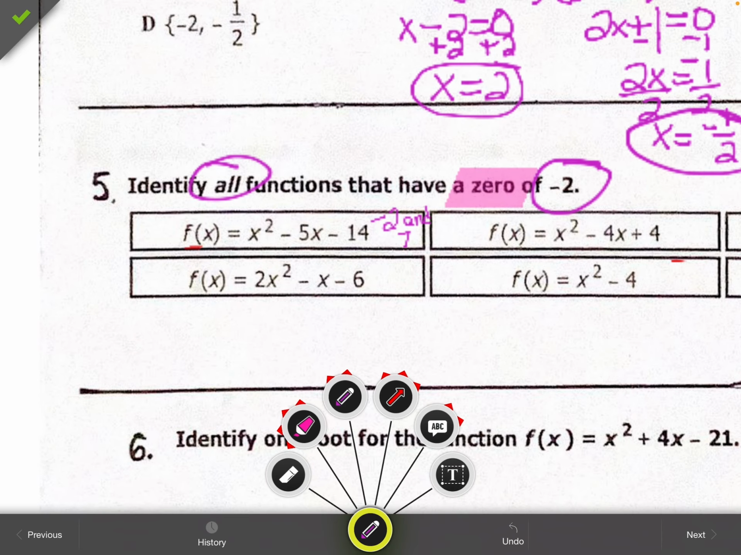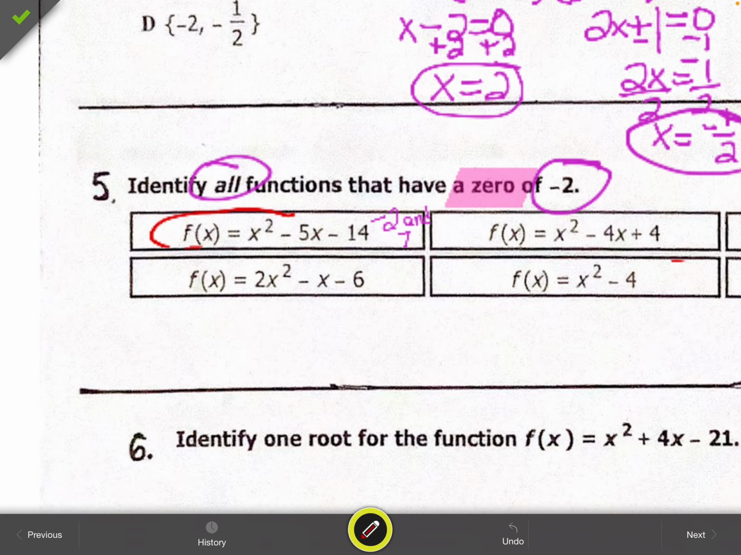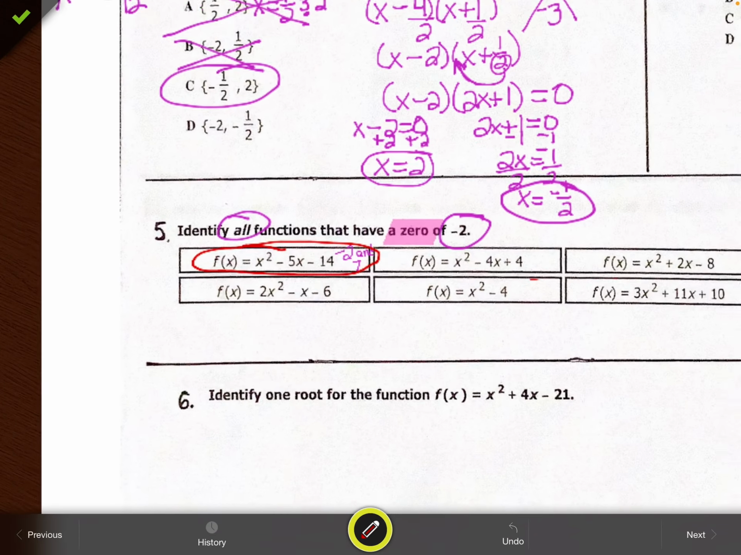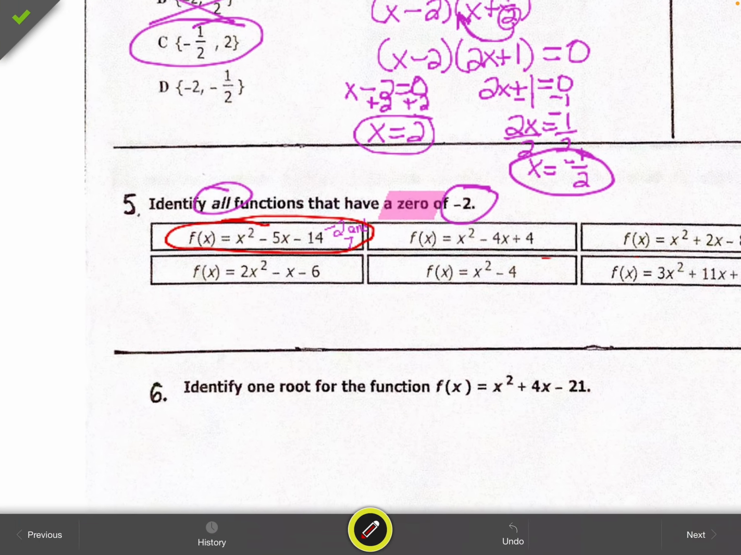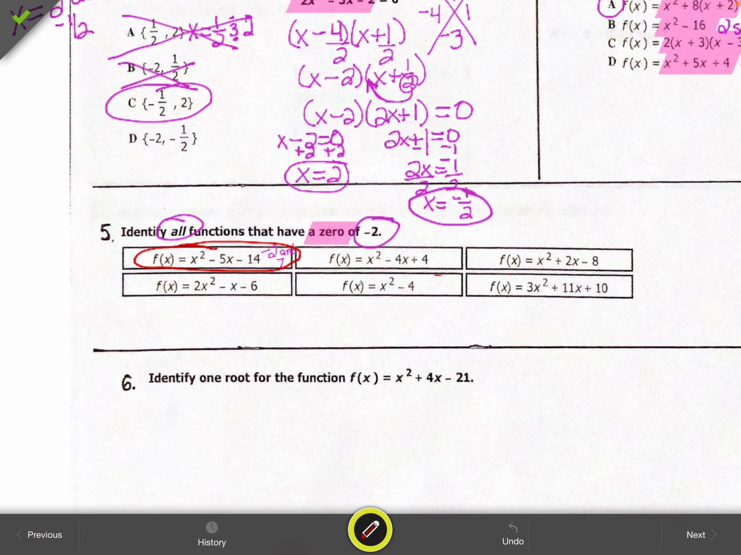So, we know it has a zero of -2. So this is one of my answers. What you want to do is type in the rest, the other 5, and see which ones have zeros of -2. So go ahead and do that. Pause the video, type them in, and then come back and check. Make sure you're pausing.